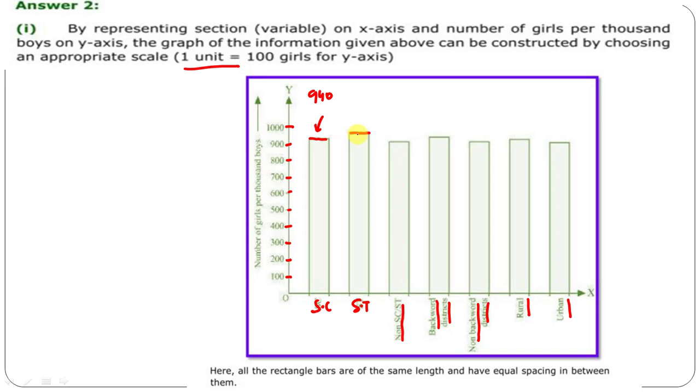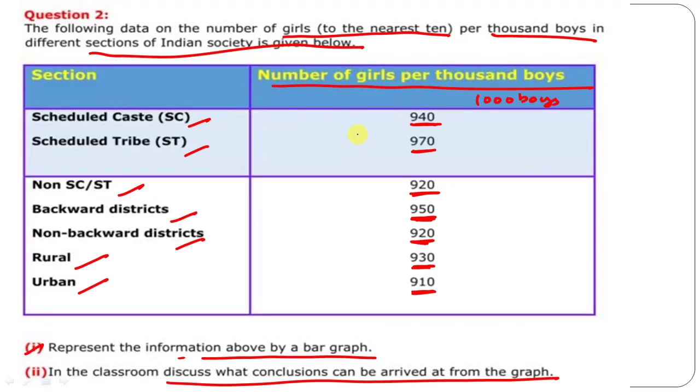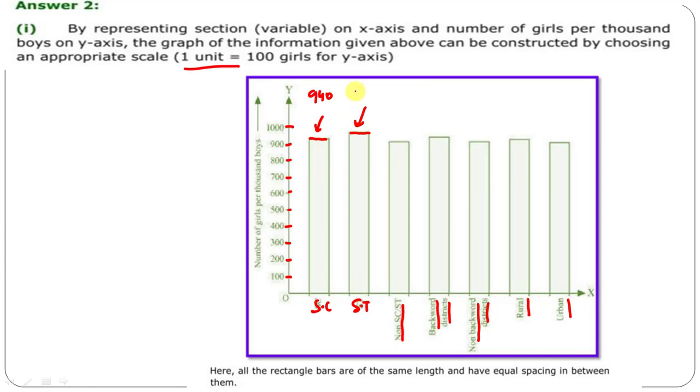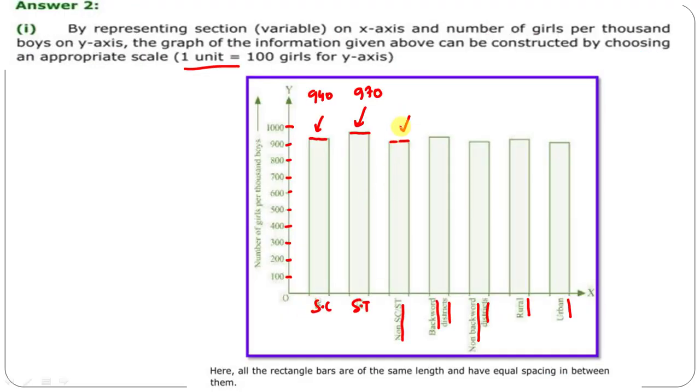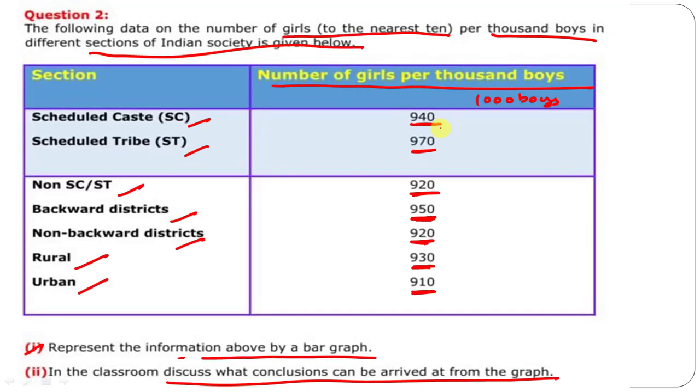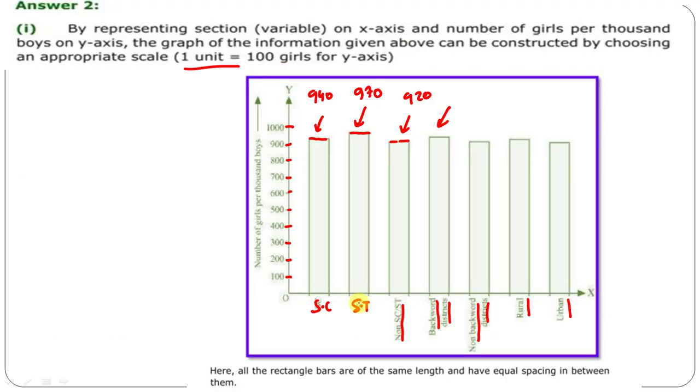Next, in ST it is 970. So this is above 950, that is 970. Next it is 920, and in backward district it is 950, and non-backward again 920. Next is your rural and urban, that is 930 and 910. So this is 930 and the last is your 910.